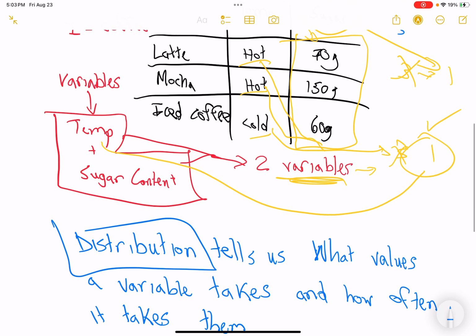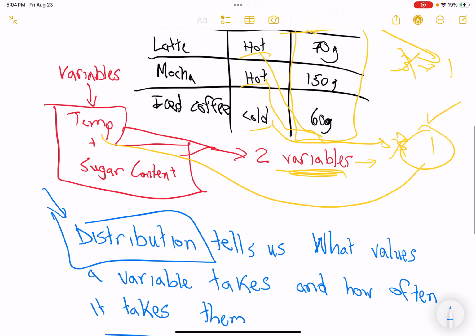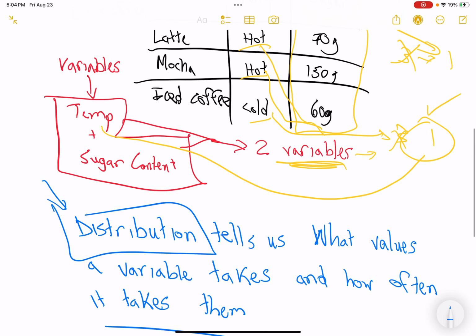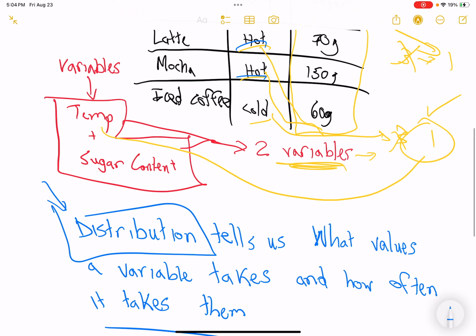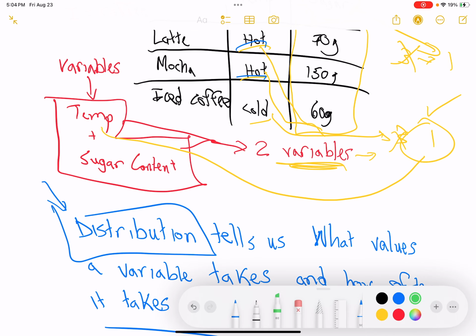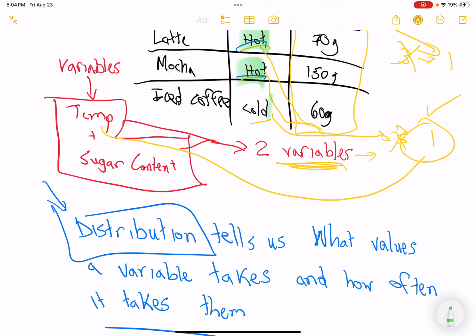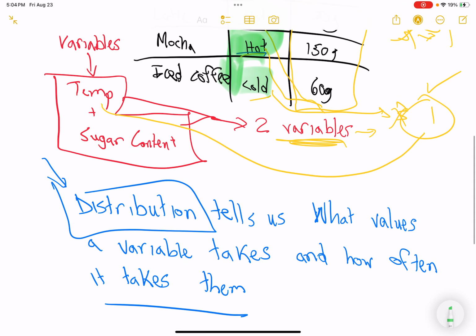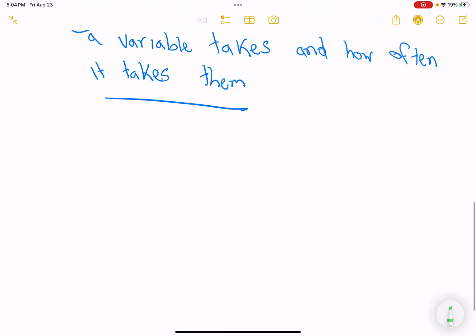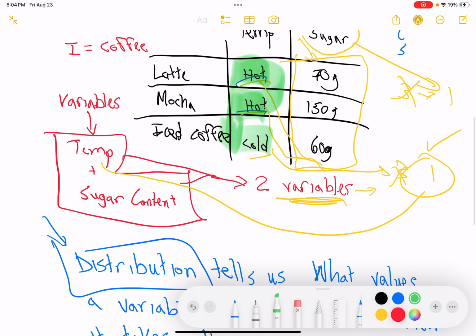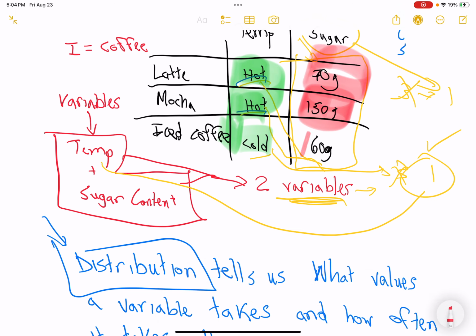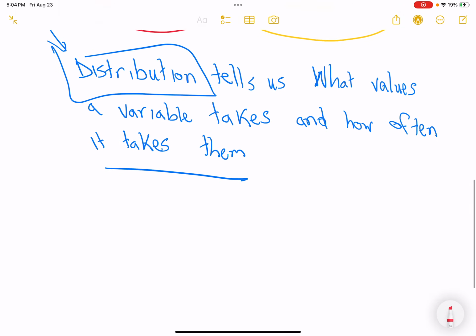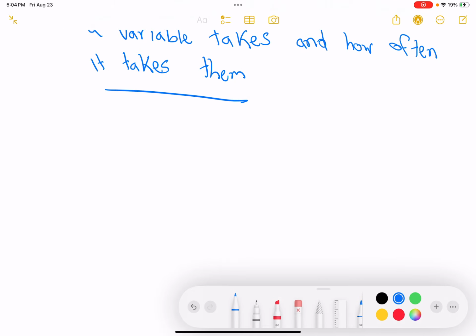So if I look up here, distribution tells me what values a variable takes. Well, my variable is temperature, so what are the values it takes? Either hot or cold, right? Hot or cold. And then it tells me how often it takes them. So in this case, 2 hot and 1 cold, right? And that's our distribution: hot, hot, cold. And then our distribution, of course, for sugar content is 70 grams, 150 grams, and 60 grams. That's the distribution.